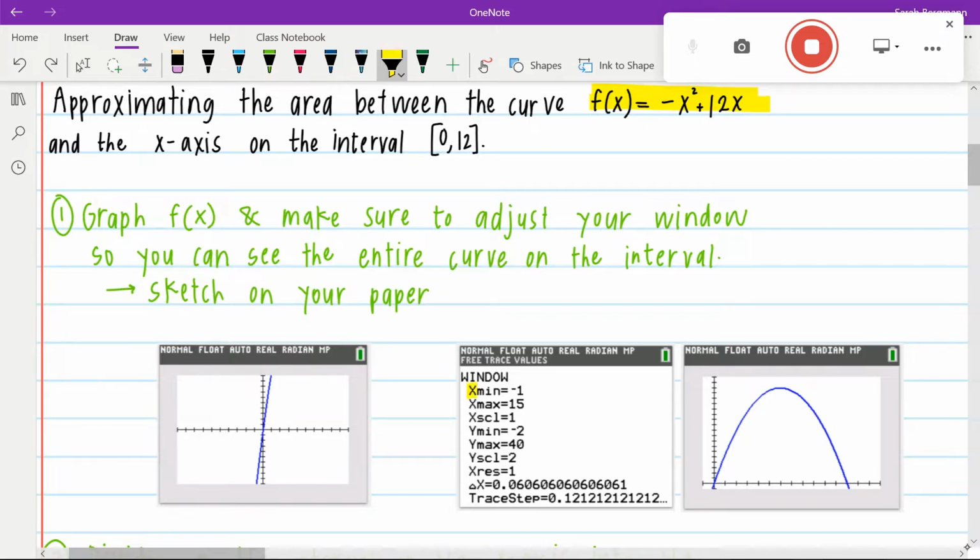So what I did was I made my x min -1 and x max 15 because I know I'm looking at the interval 0 to 12. For my y min and max, I had to adjust this a couple of times, but I know that I'm going between the x-axis and the curve, so I know that my y min could just be -1 or -2, and my y max, this was the one I had to adjust a few times until I got all the way to the top of the curve, but I just went with 40 for my y max. Now that I can see the entire curve, now I can sketch this on my paper.